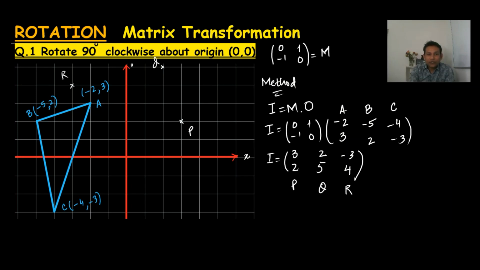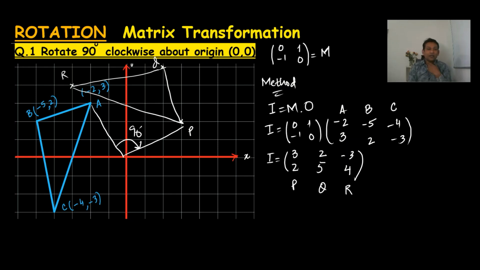When I join these, we have done the rotation of 90-degree clockwise about the origin. You can even see when you join A with P through the center that it is 100% a clockwise 90-degree turn. This is the way, and I have checked it here.